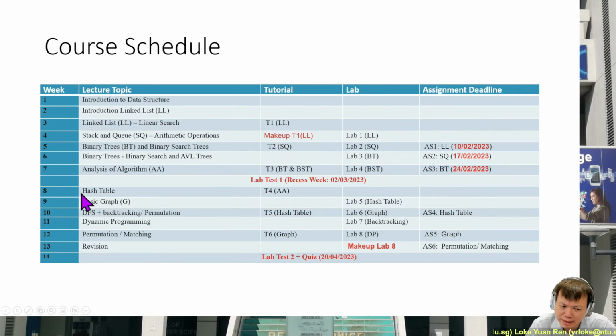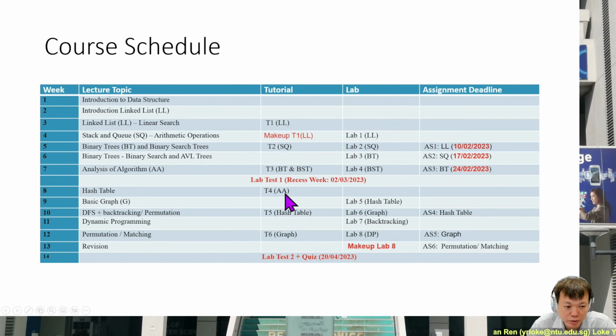In mathematics and in computer science, graph is always a very important problem you need to learn. So we will cover breadth first search, depth first search, backtracking, how to find all the permutations, dynamic programming and a matching problem in the second half. The order I may change a little bit, depending on the progress. Then the tutorial I adjust a little bit.